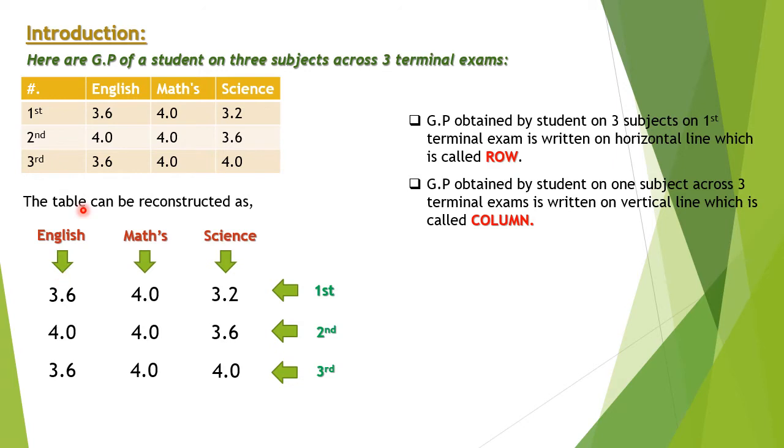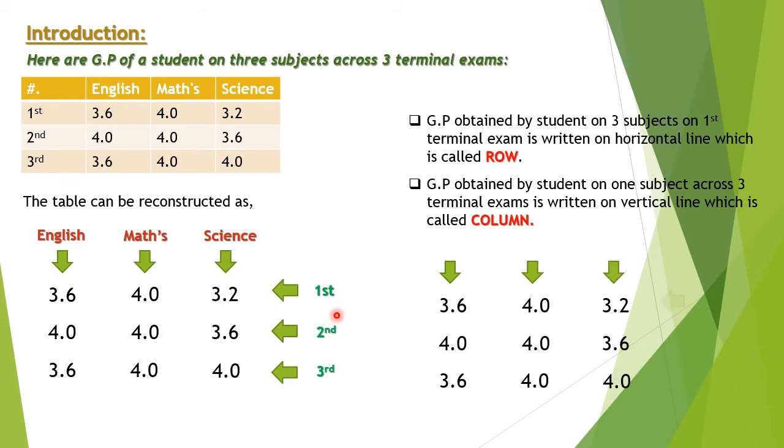Now let's remove the subjects English, math and science. Let's remove the first term, second term, third term. Let's remove the subjects, let's remove the terms, and now our arrangement will be like this. You can see these are the columns, these are rows: column 1, column 2, column 3, row 1, row 2, and row 3.